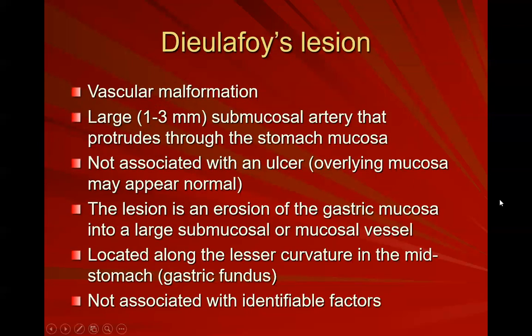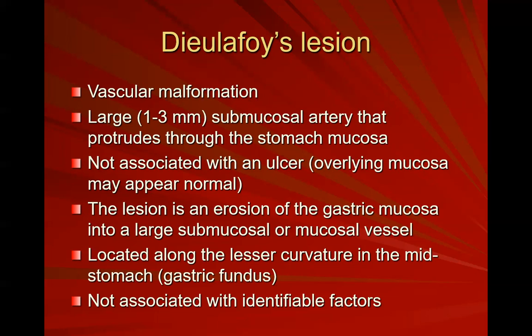So the next cause is the Dieulafoy's lesion. So this is a congenital vascular malformation, but it's an arterial malformation. Okay. And basically it's a tortuous visible artery in the submucosa. Okay, and it protrudes into the stomach mucosa. Okay, so how is it going to bleed?